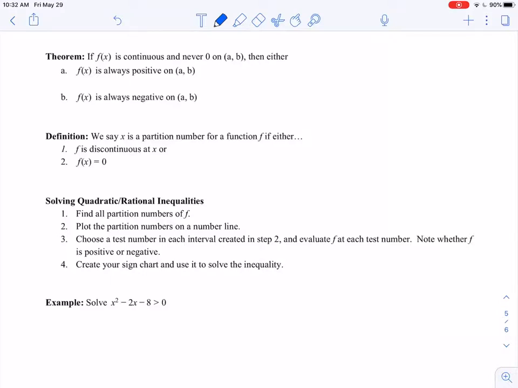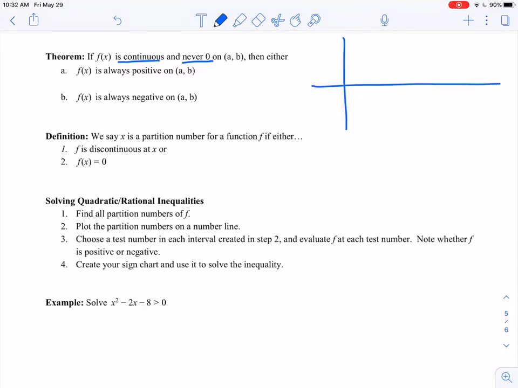Now we're going to apply this idea of continuity to help us solve more complex quadratic or rational inequalities. So our theorem here, we need to start off with, says if f of x is continuous and never zero on some interval AB, then either it's always positive on that interval or always negative on that interval. And if you draw it out, I think that makes sense.